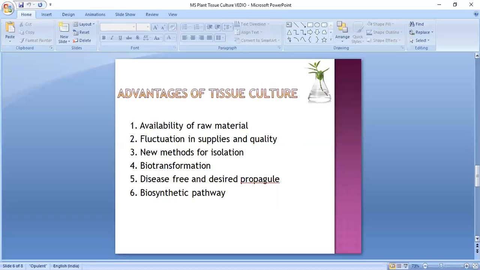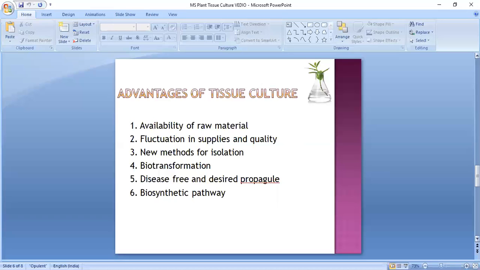Next, disease free and desired property. That is a large scale production of the plant with disease free and desired property, which could be stored and maintained without any damage during the transportation for subsequent plantation. That is all about the disease-free and desired property.